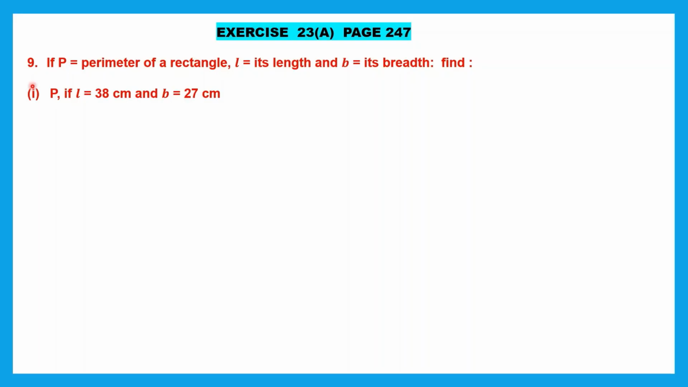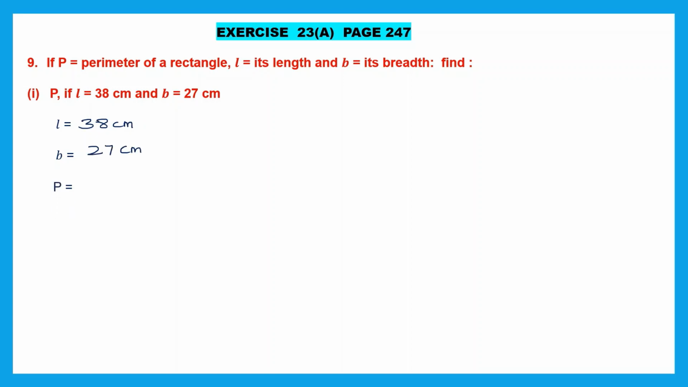Question 1. If P is the perimeter of a rectangle, L its length and B its breadth, then find perimeter if the measurements of length and breadth are given. So let's begin with that. Length is given to us as 38 centimeters. Then breadth is given to us as 27 centimeters.